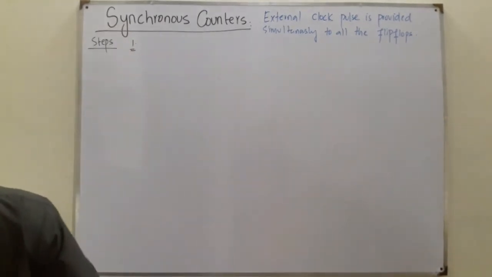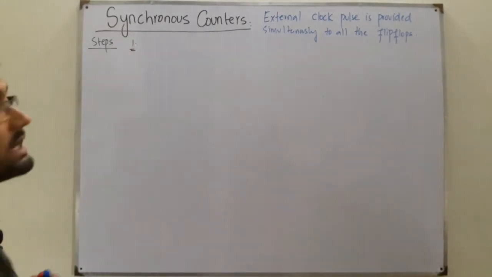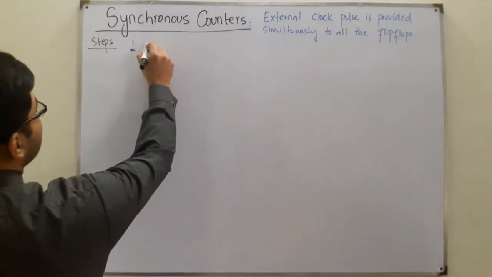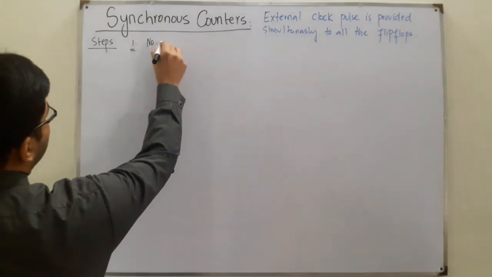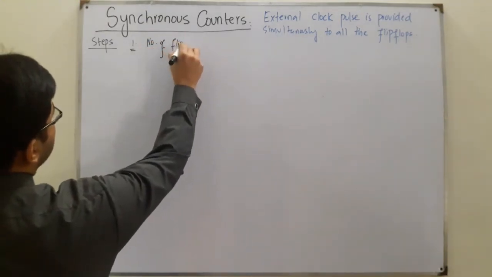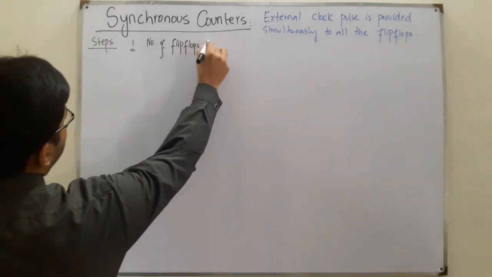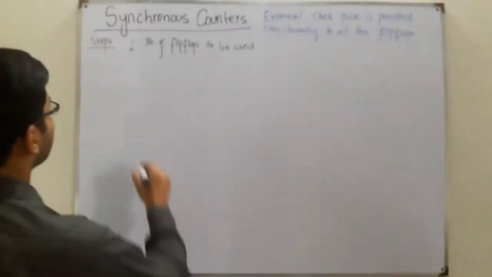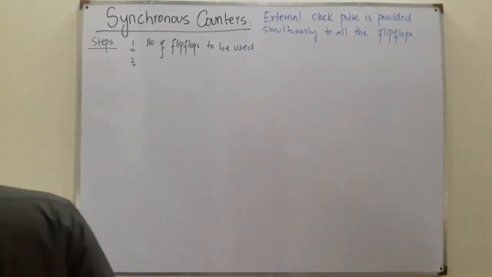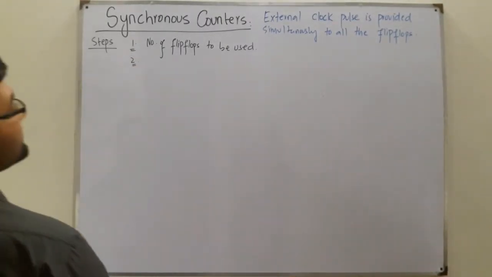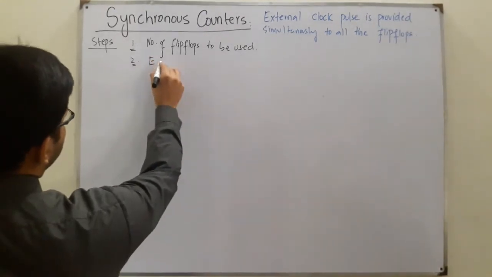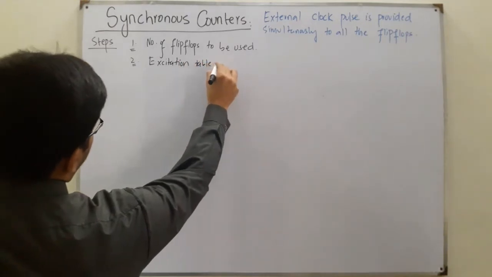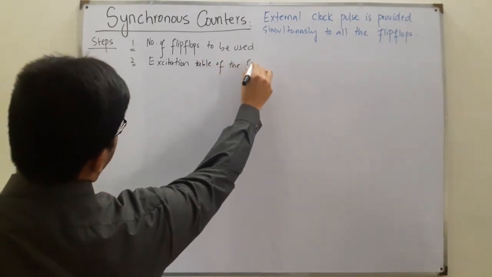Number one, you have to decide the number of flip-flops and the flip-flop itself that has to be used. So you decide the number of flip-flops depending on the number of bits. That is what you know. Number two, you should know the excitation table of the flip-flop.